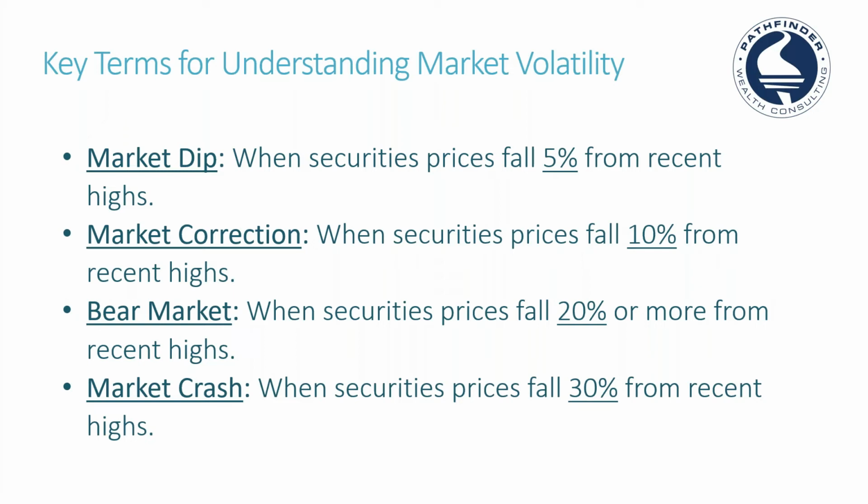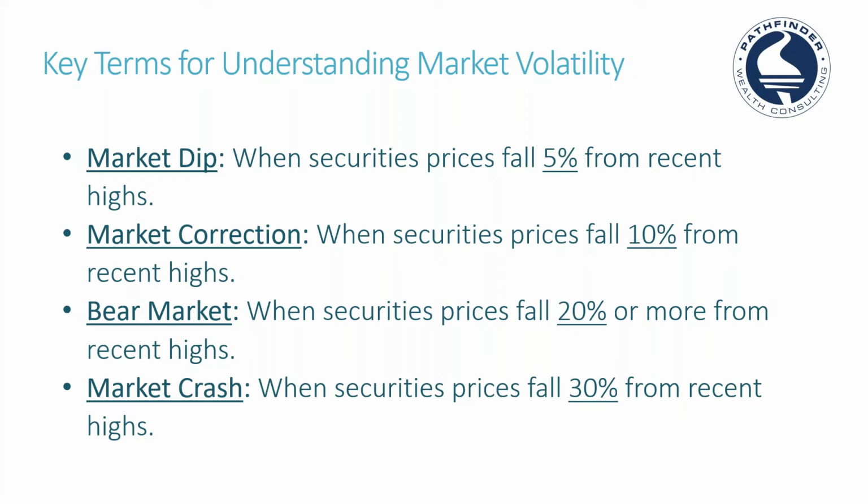All right, so before we get into the next section, just a couple terms that are key to understanding market volatility. So these are more related to drops in the market. So first, we hit a market dip. That's when prices fall 5% from recent high. We call that a dip. A market correction. So if you ever hear us referring to a market correction, we're talking about a drop in prices 10% from the recent high.